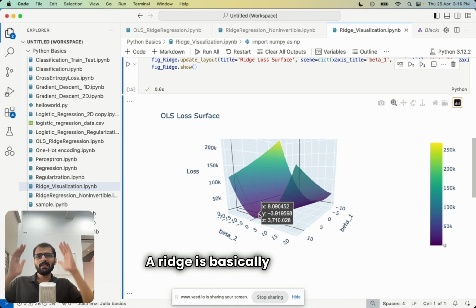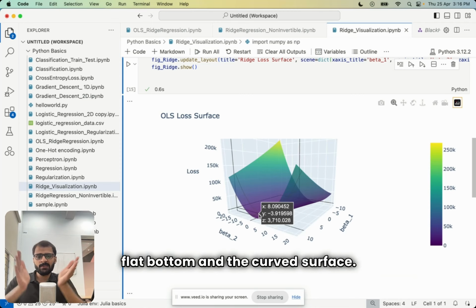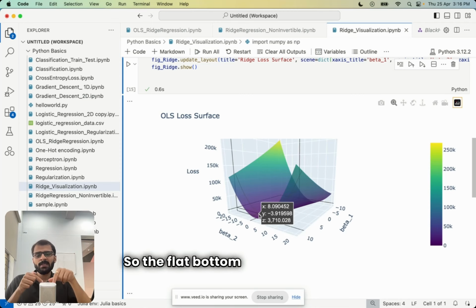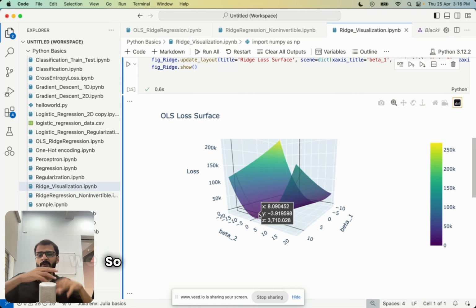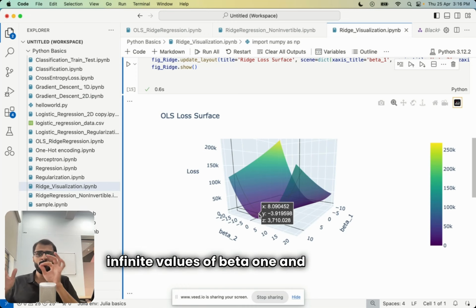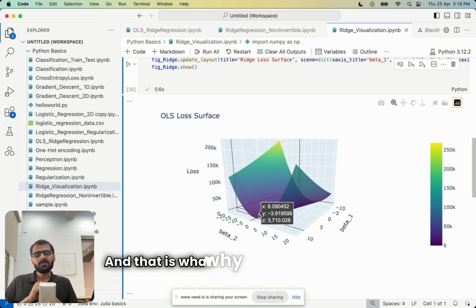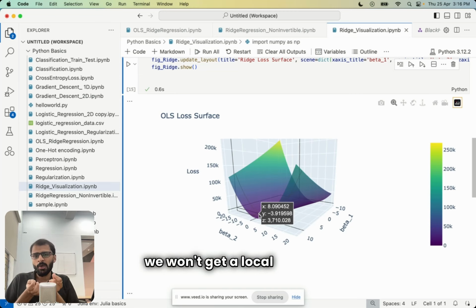A ridge is basically a curved surface and a flat bottom. This is what it looks like, flat bottom and the curved surface. The flat bottom is where the loss function is the same because it's horizontal. So we have the lowest loss for infinite values of beta 1 and beta 2, and that is why it looks like a ridge. And that is a big problem, because we won't get a local minima.